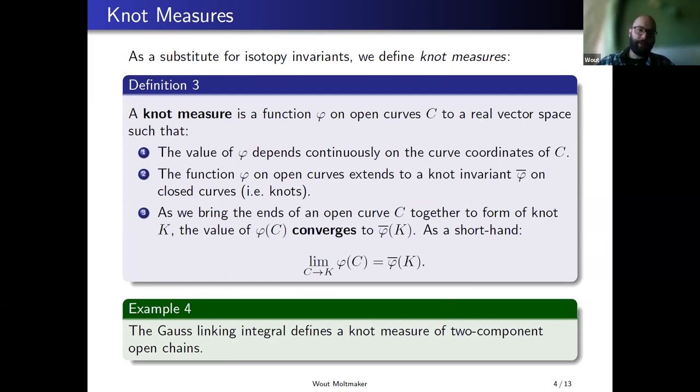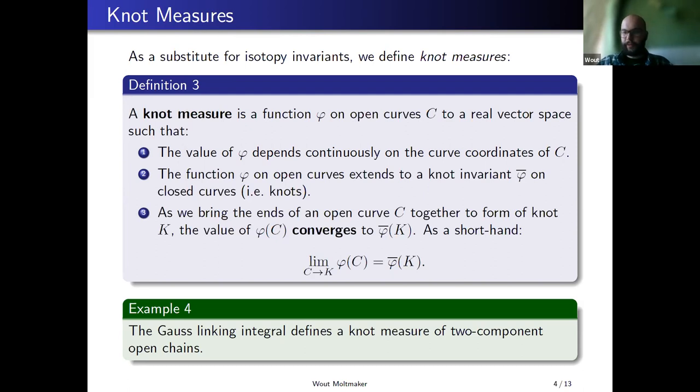What is it? A knot measure is a function on open curves to some real vector space. You should think of this vector space as, for example, the set of values of some knot invariant tensor R. Okay, so just any real vector space, really. And then what do we want for this knot measure? Well, we want it to vary continuously. So if we take our open curve and we perturb it slightly, then the knot measure should also change only slightly. So it has to be continuous. Okay, this is a natural thing to require.